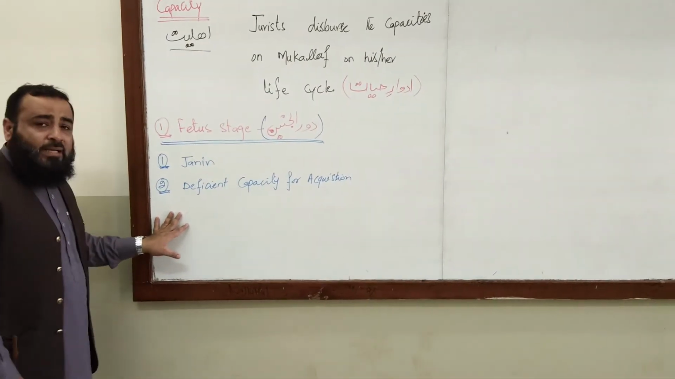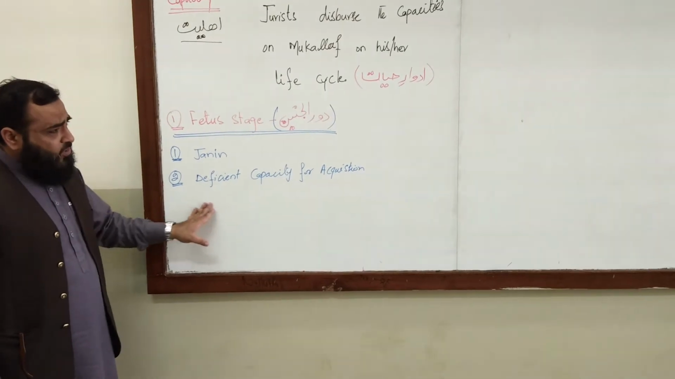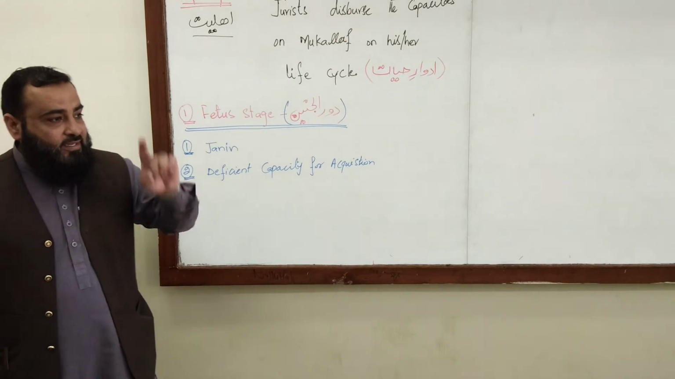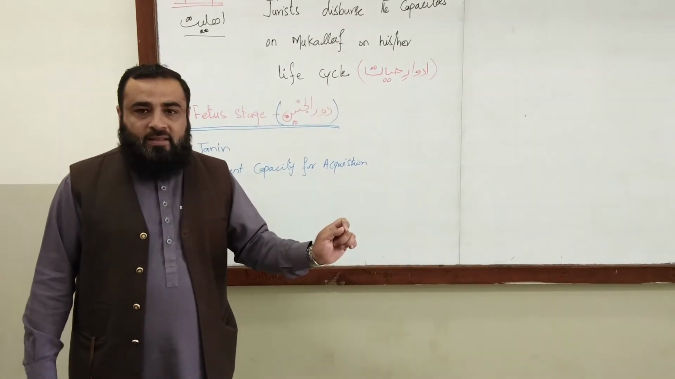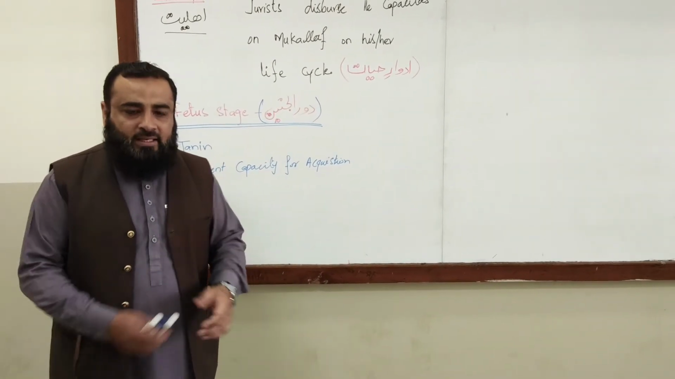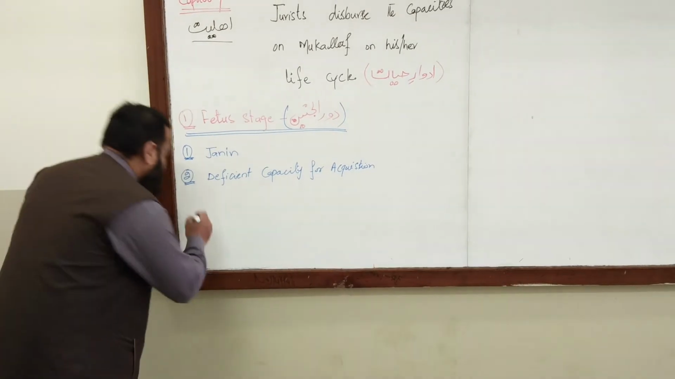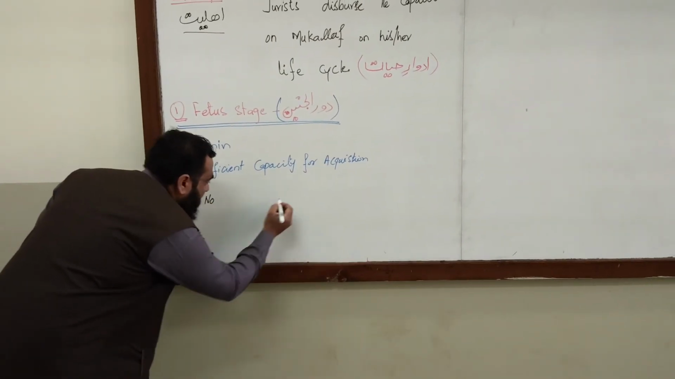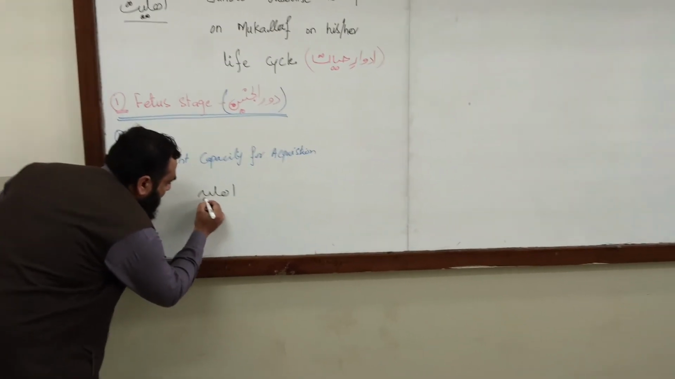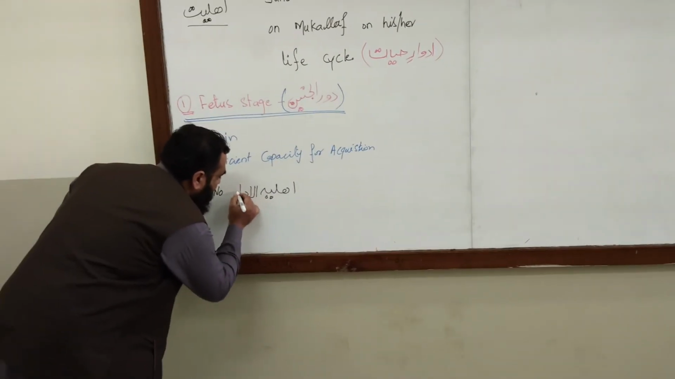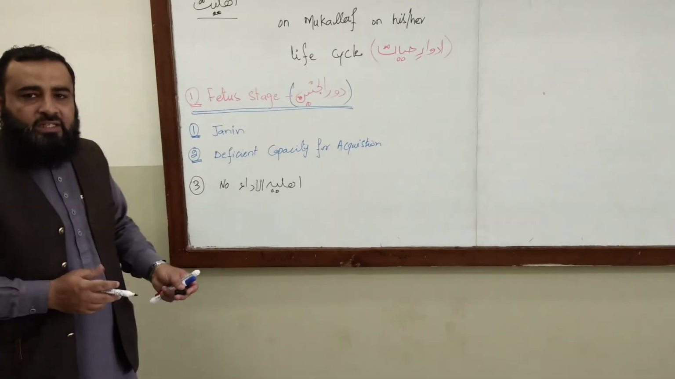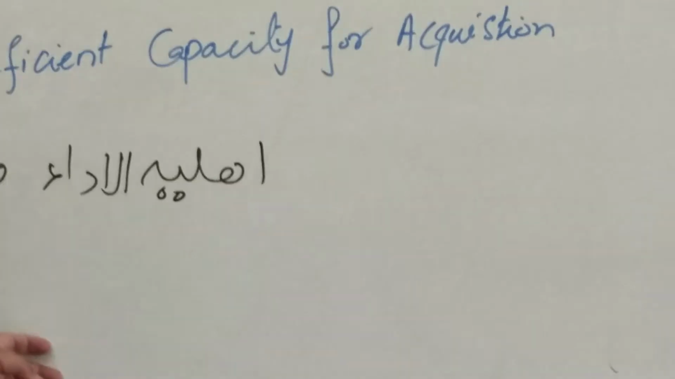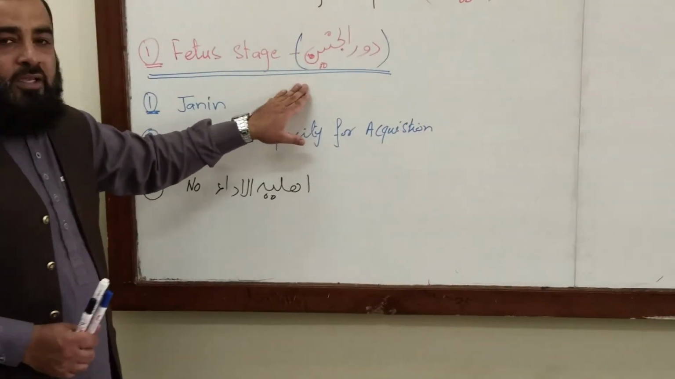But now, what about the capacity to execute, اهليت الاداء? Because that child is in the womb of mother, so he or she cannot perform anything. So that is the reason Sharia says there is no اهليت الاداء, neither deficient nor complete.